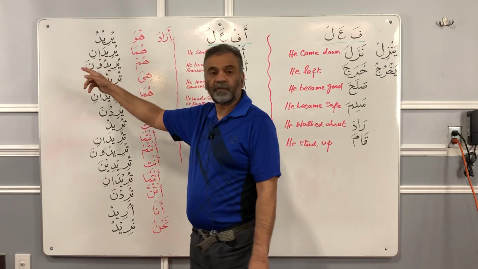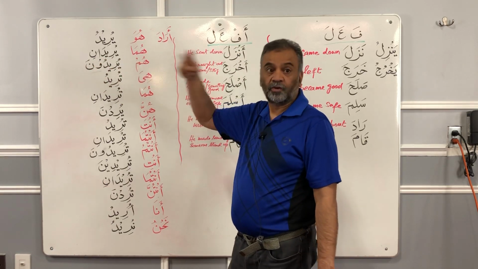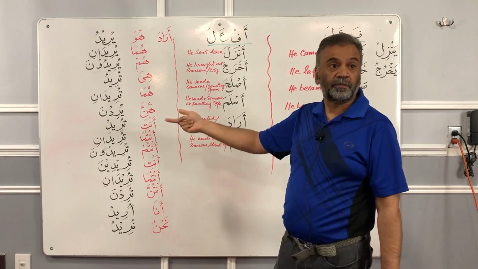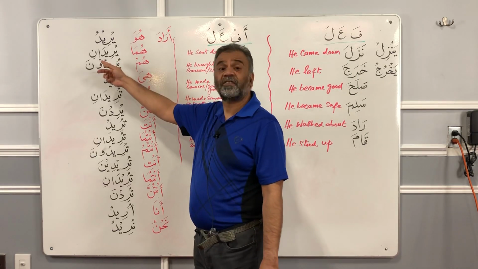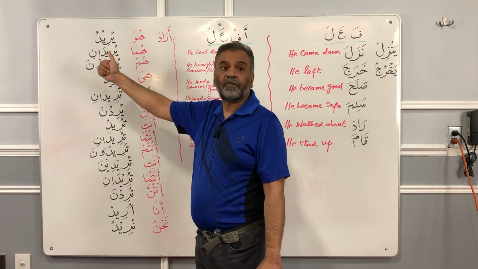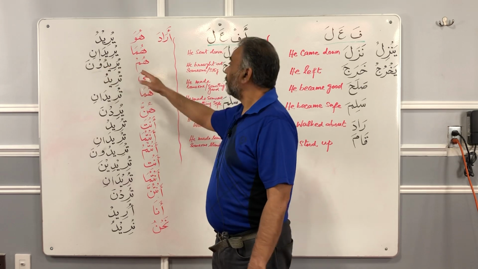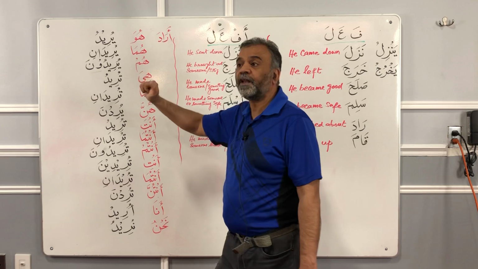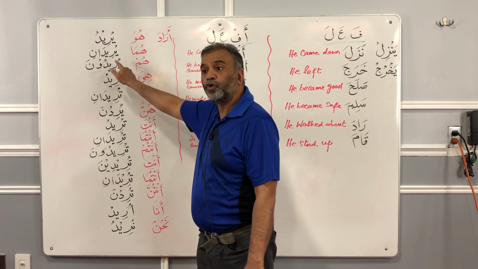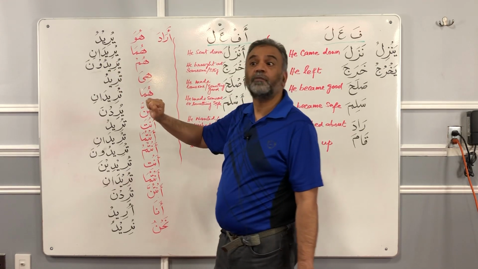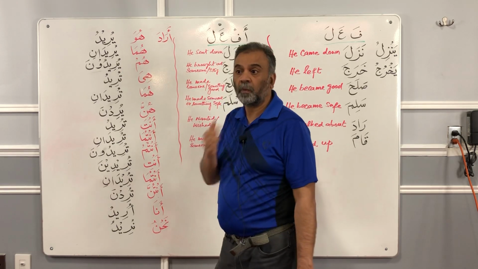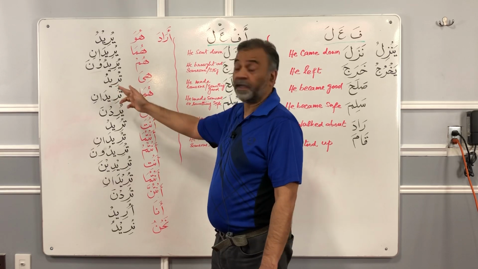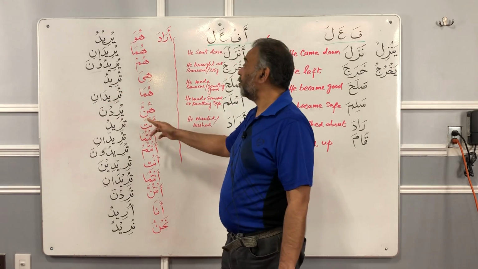Yuridani. Two of them wished something, right? Or wanted something. Where is the sign of it being marfu? Noon. Where is the file? Alif. Yuriduna. Where is the file? Waw is the file. Where is the sign of it being marfu? Noon. Where is the sign of it being mudare? Ya. Turidu. Turidani. Yuridna.